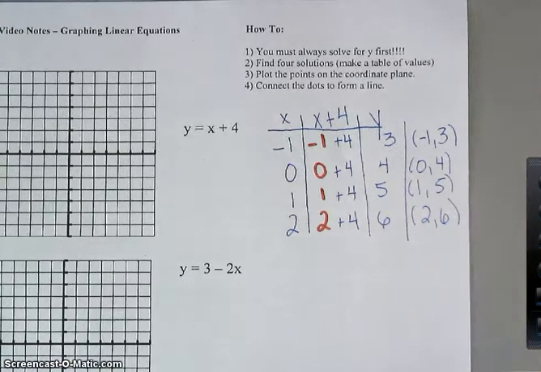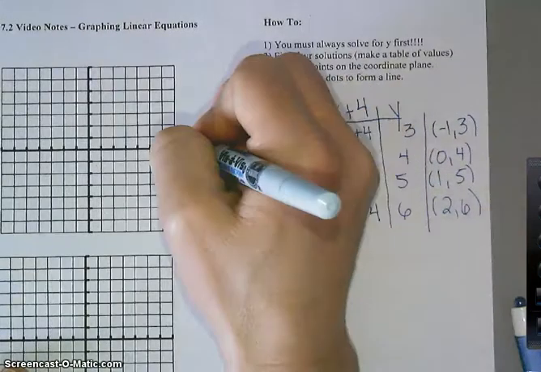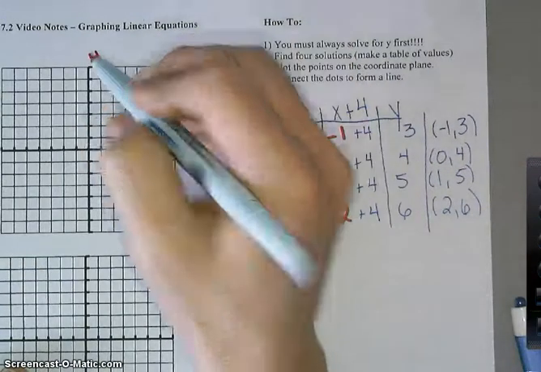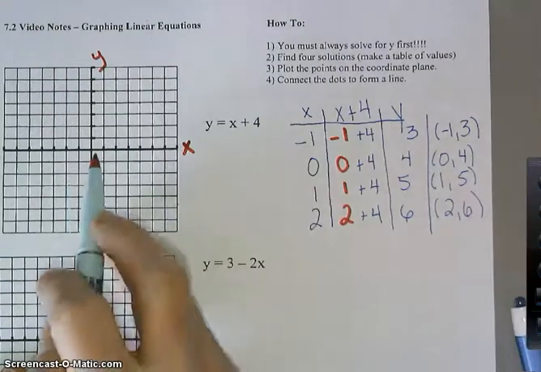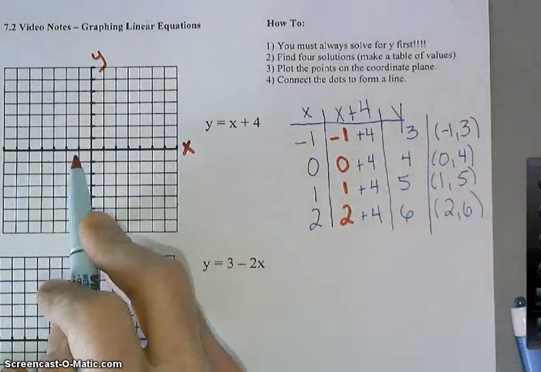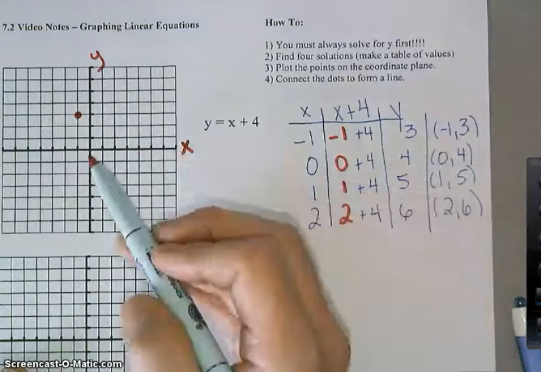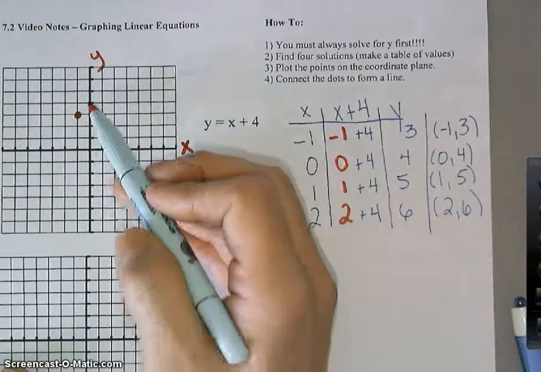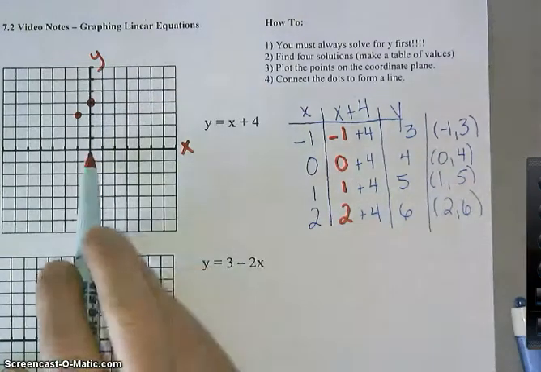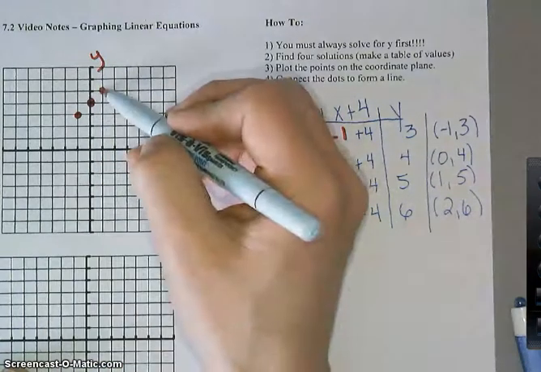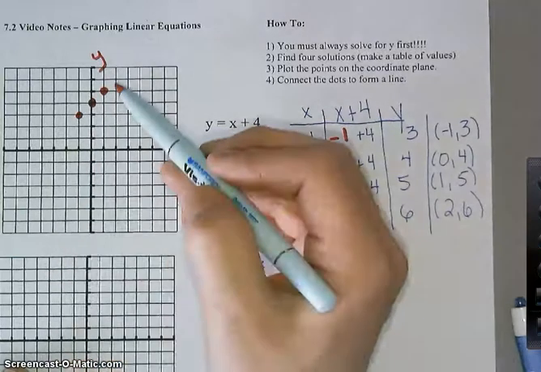So then what we do from here is we go to our graph and we graph those points. So remember, this is our x-axis and this is our y-axis. So I'm going -1, 3. So I go to the left 1 for negative and then up 3 and put my point. 0, 4, which means I stay, and I go up 4, plot my point. 1, 5, I go to the right 1, and then up 5. And then 2, 6, to the right 2, and up 6.